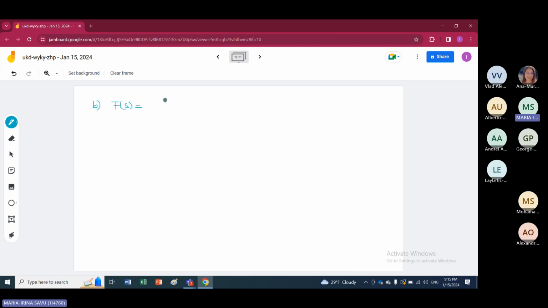So s, s squared plus 4 squared. So if we want to use the first method, we must write this as a simple fraction. How many fractions do you need here? Is it 4? Yes.